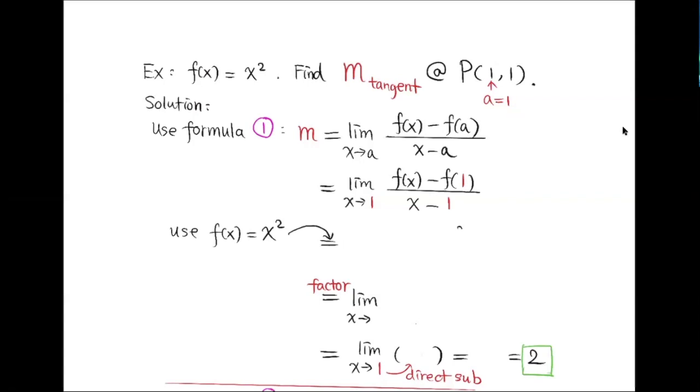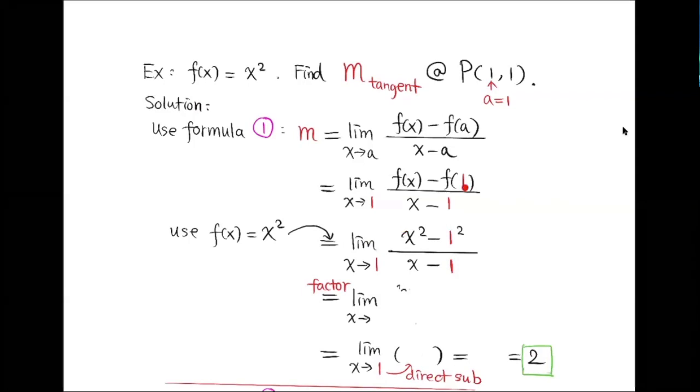Now, to find this limit, we're going to use this function. Remember, this function is f of x equals x squared. So this will be the limit as x approaches 1. f of x is x squared, f of 1 is just 1 squared.